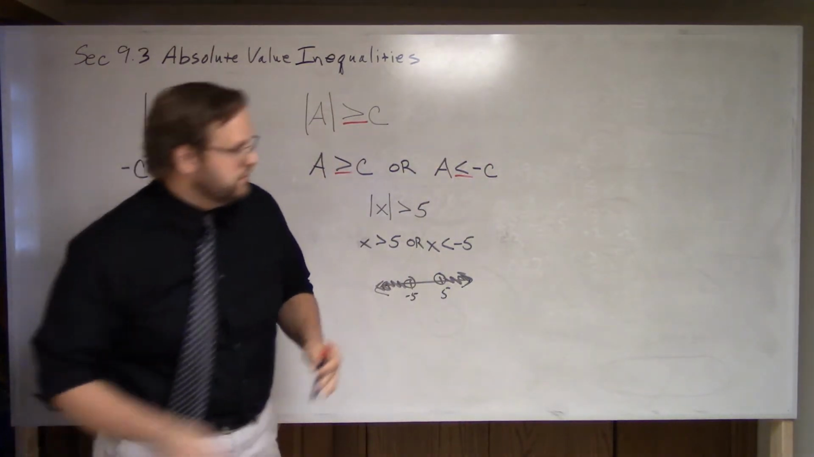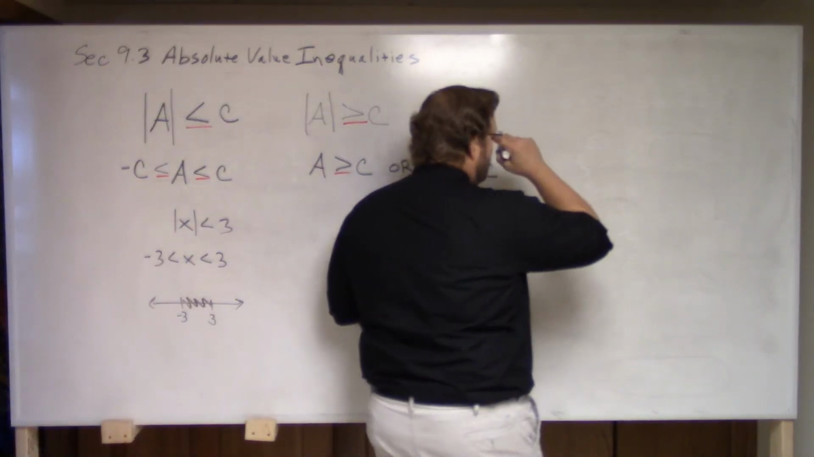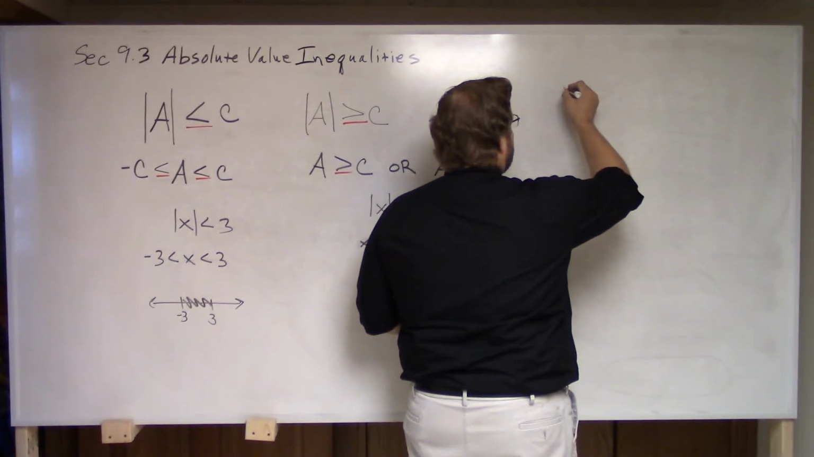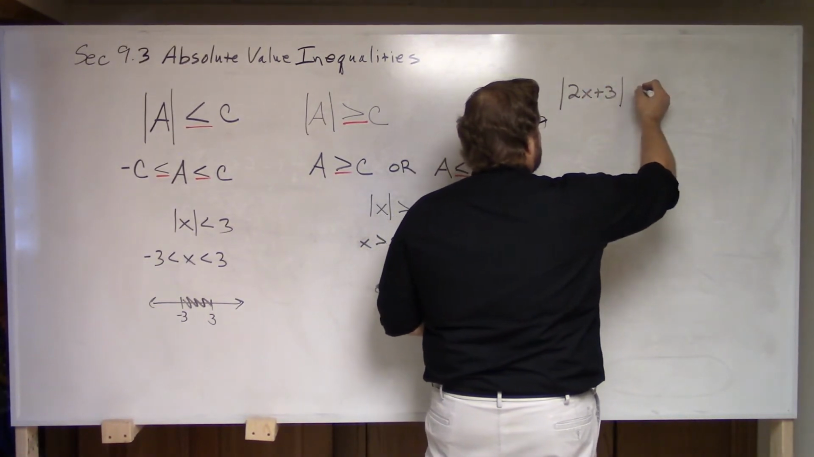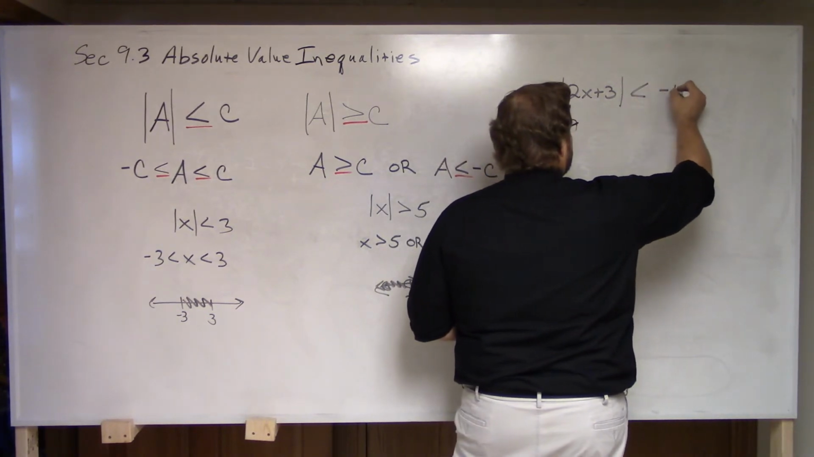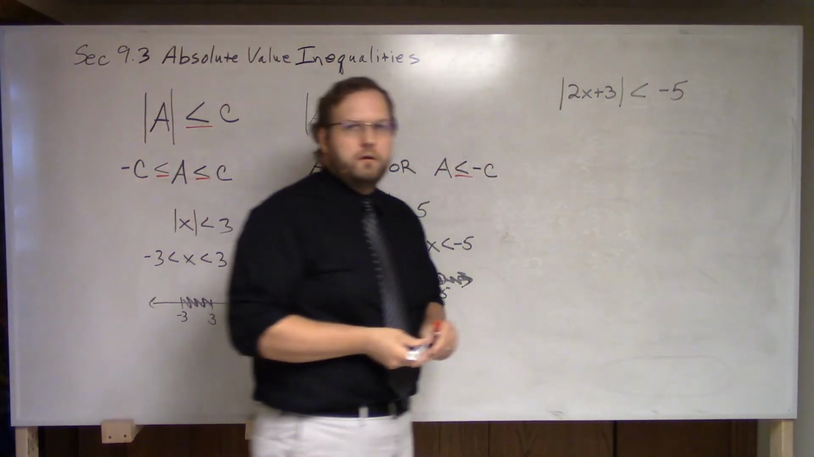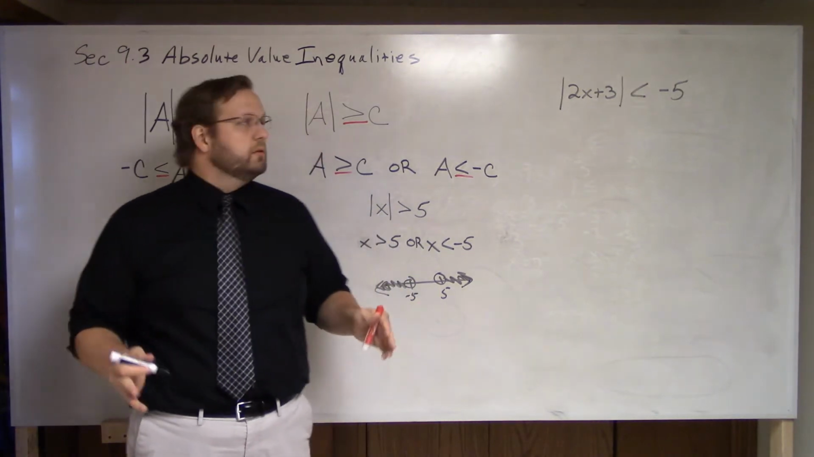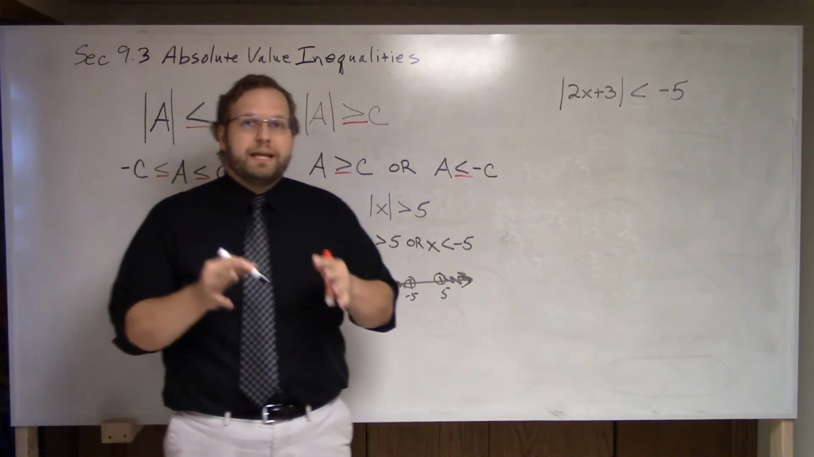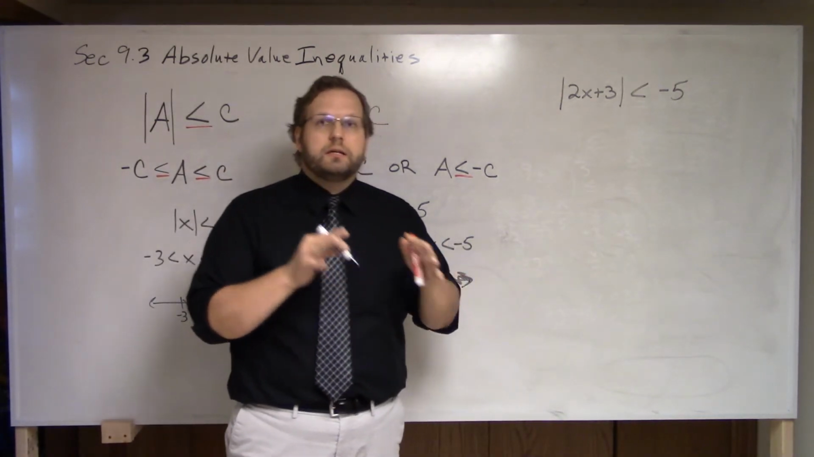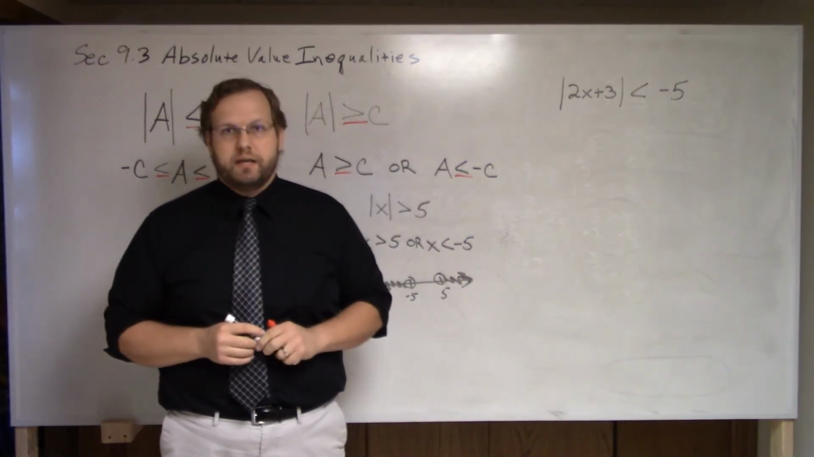Let's say we have something like this. Let's say we have absolute value of 2x plus 3 is less than a negative 5. Okay, now why is that a special case? Because we have a negative. Okay, now when we have negatives and absolute values, stop and think about what it's saying.